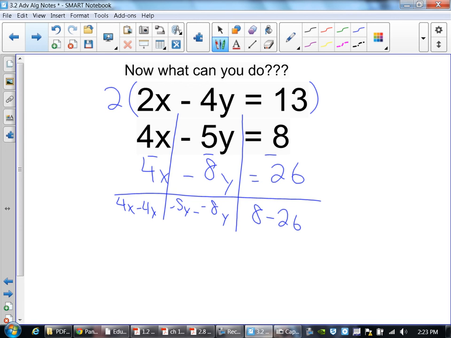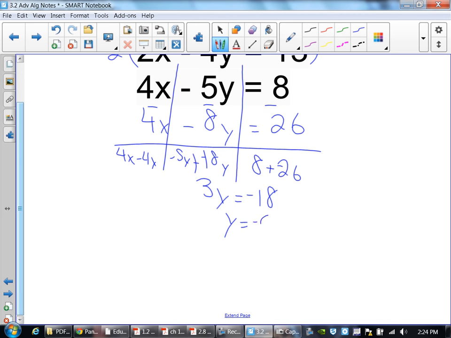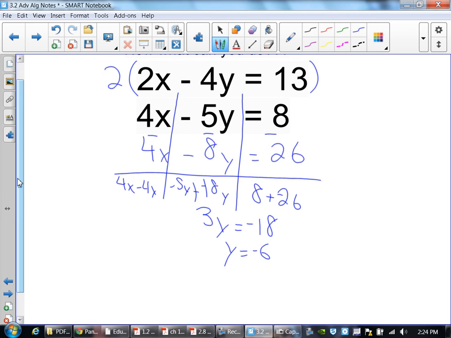X's are eliminated. We wind up with negative 5 plus 8. So we get 3. Then we get negative 18. Got to draw an 8 for a second. So what's y? Very good. Yay. And once again, we just take it back into one of the equations to solve back out.